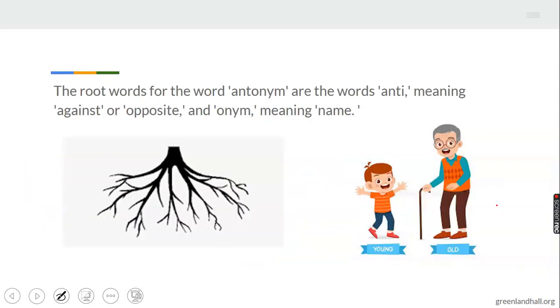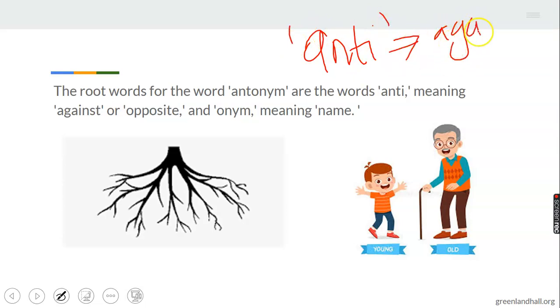That's antonym for you. So the root of the word antonym. Now, we're going to break it into two parts. First, the word anti. Anti, that's a Greek word, and this means against. Sometimes somebody will say, you are anti-progress. It means you are against progress. So anti means against, or we can also call it opposites.